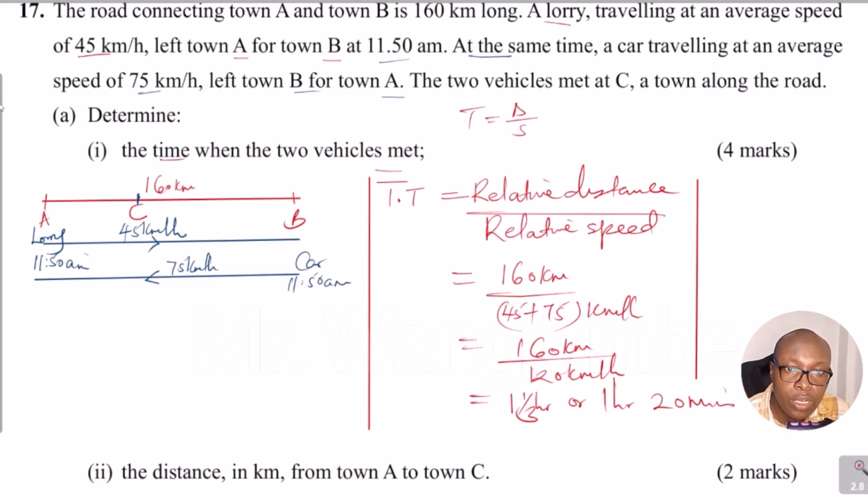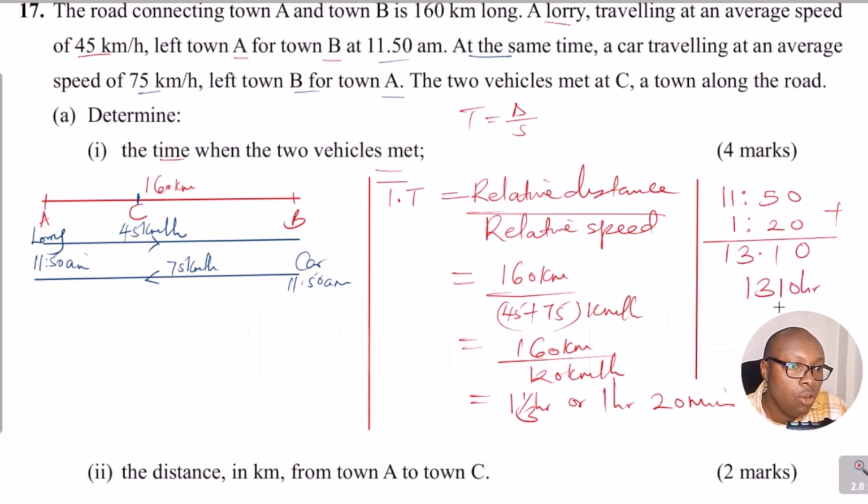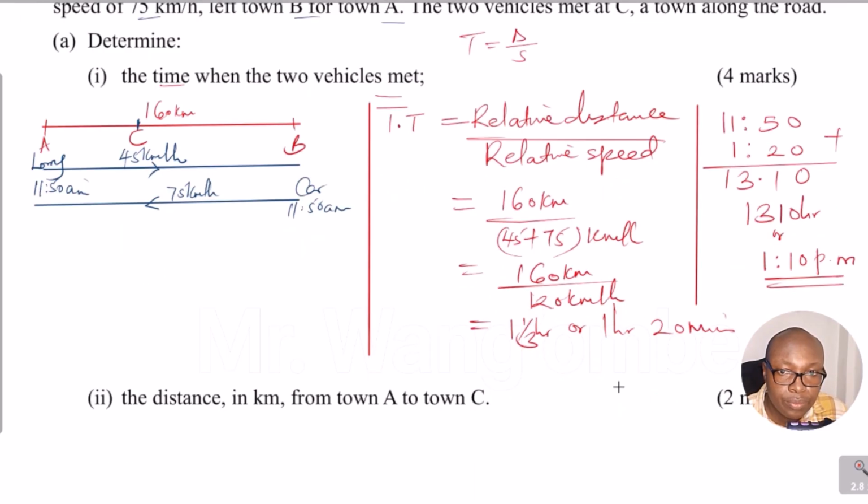Now, to get the time when the two vehicles met, you can simply use the starting time. The car started at 11:50, the lorry started at 11:50, you just take the starting time 11:50, and then add the time taken to meet. This is what is going to give you the time when the two met. So when you add these, you'll get 13:10 hours, or you can write this one in the 12-hour clock system, which is the same as 1:10 p.m. So that is the time when the two vehicles met. That is all for that part. We go to the other part.